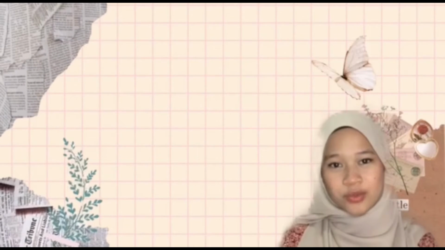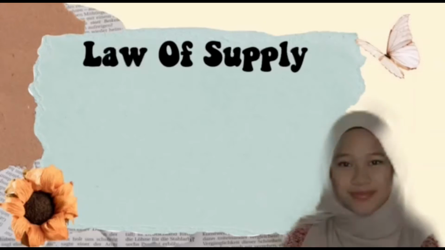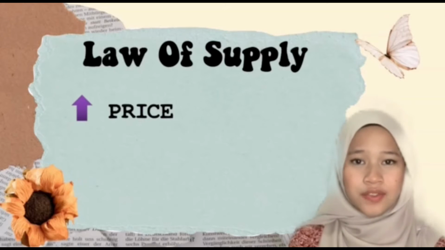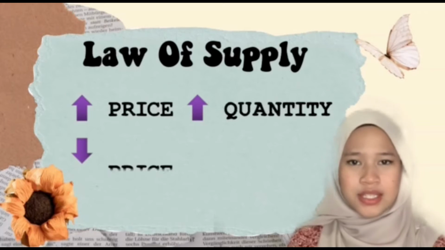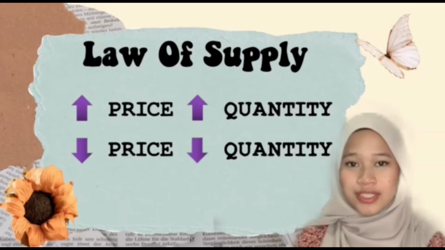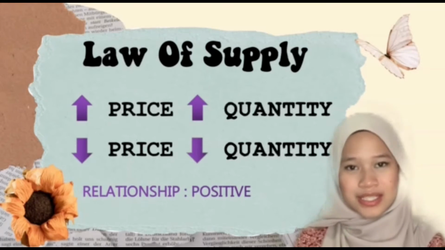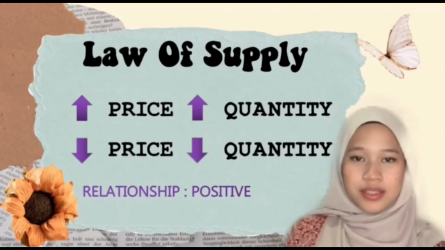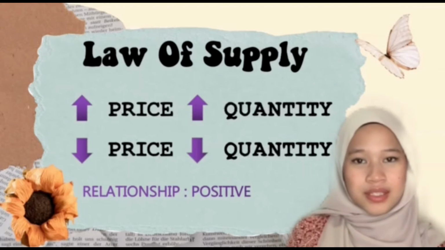Next, I will talk about the law of supply. So, what is the law of supply? The law of supply says that if the price increases, then the quantity will increase too. Besides, if the price decreases, then the quantity will decrease too. It shows that the relationship between the price and the quantity in supply is positive. Why does that happen? Because as a seller or as a firm, we want to get more profit. The higher the price, the more profit that we get.